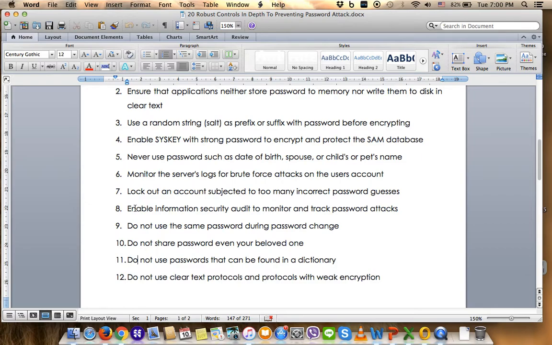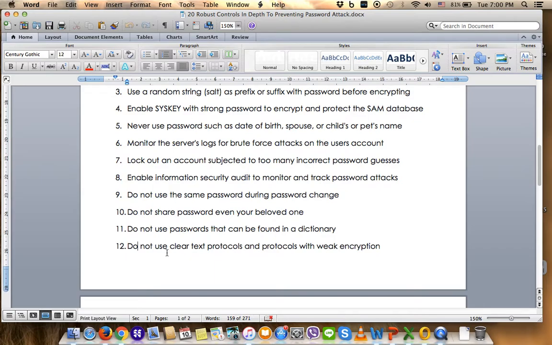This is the vulnerability of the password set by the user or staff. So the requirement is that we need to make sure the password cannot be found in the dictionary. Control number 12: do not use clear text protocol or protocol with weak encryption.